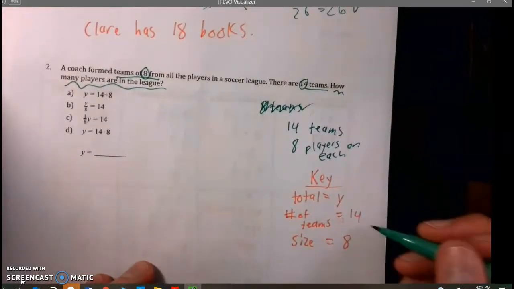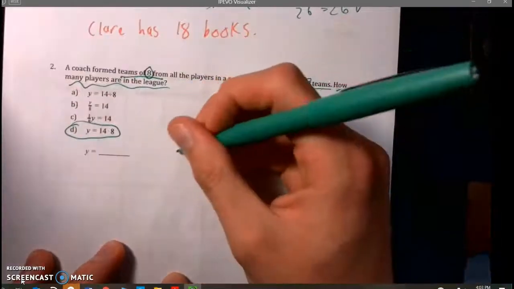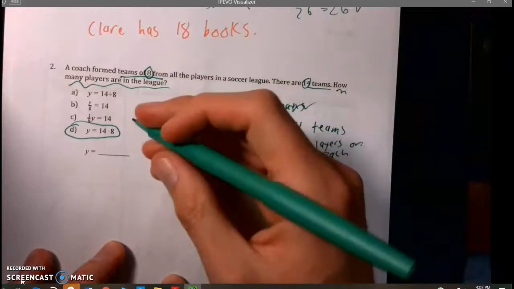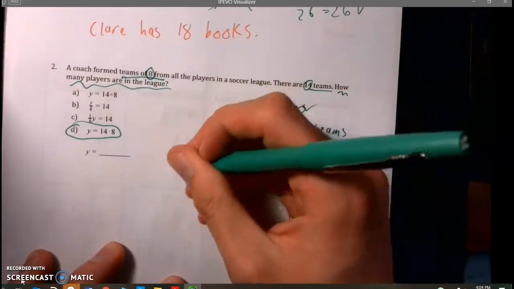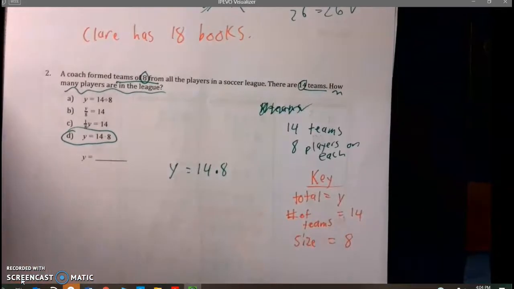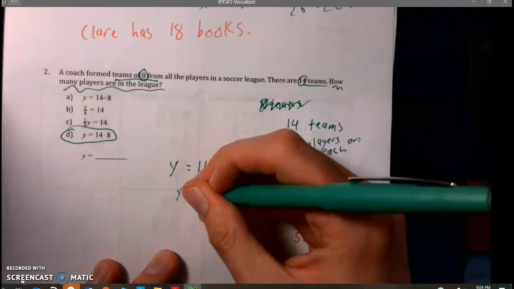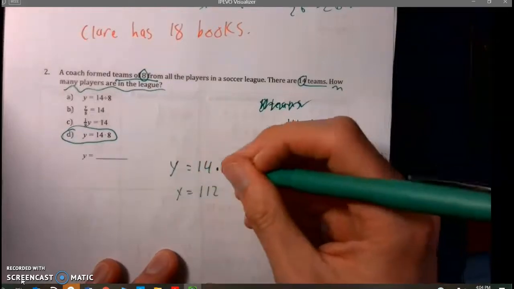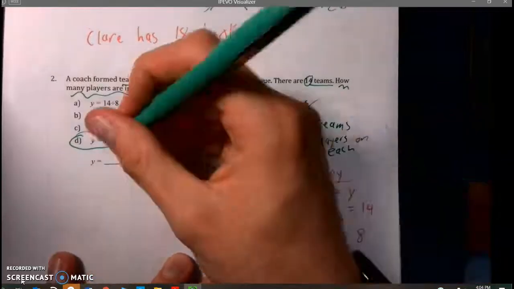So this could be represented. Once again, D is the one we're going to jump to, because 14 teams, 8 players on each, should get us our answer, and that would be 112. 8 times 10 is 80, 8 times 4 is 32. Put that together. All right.